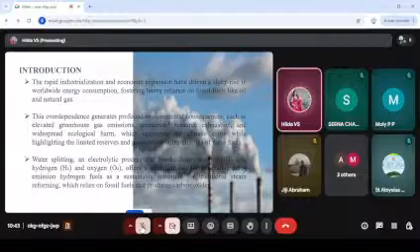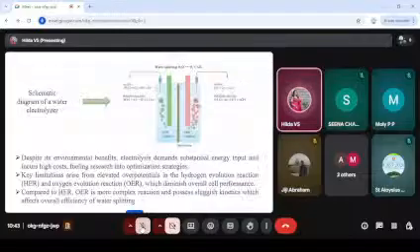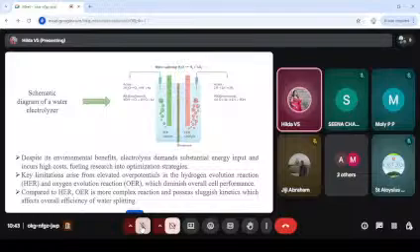And water splitting, an electrolytic process that breaks down water into hydrogen and oxygen, offers a vital pathway for generating zero emission hydrogen fuels as a sustainable substitute for traditional steam reforming, which relies on fossil fuels and produces carbon oxides. And this is a schematic diagram of a water electrolyzer. We can see that oxygen evolution reaction occurs at the anode and hydrogen evolution reaction occurs at the cathode. And these are the cell reactions in acidic and also alkaline or neutral medium.